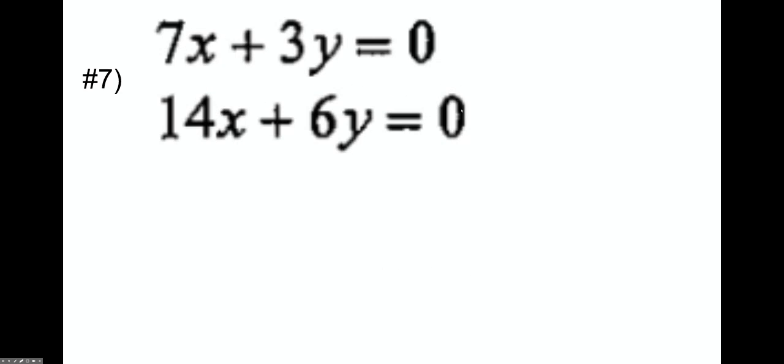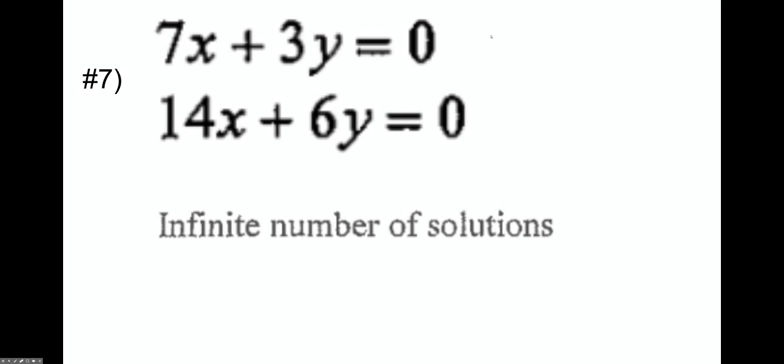For number 7, you're going to multiply the top by 2. Why 2? Because 2 times 7 is 14. 2 times 3 is 6. 2 times 0 is 0. And it will cancel out with this 0 down here. So this one will give you the truth. It will give you 0 plus 0 equals 0. So when it's the truth like that, it's infinite solutions.